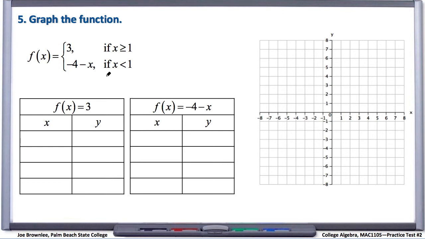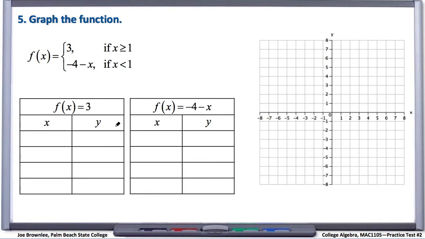All right, number 5, graph the function. We've been given a piecewise function: f of x equals 3 if x is greater than or equal to 1, and f of x equals negative 4 minus x if x is less than 1. Notice that both the domain restrictions here revolve around positive 1.